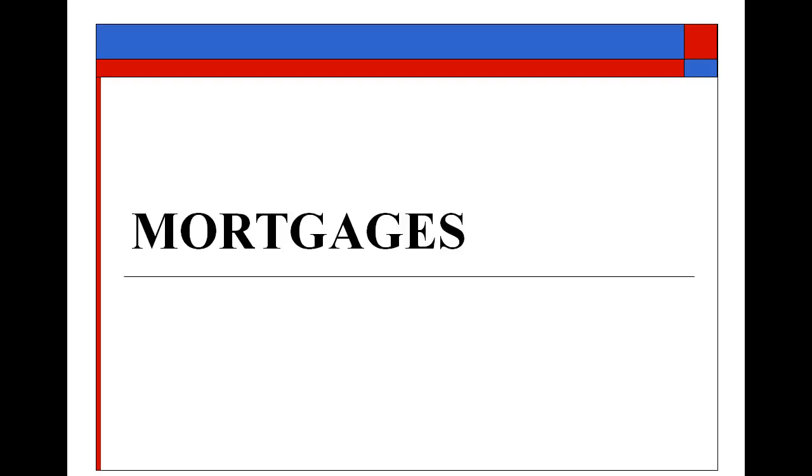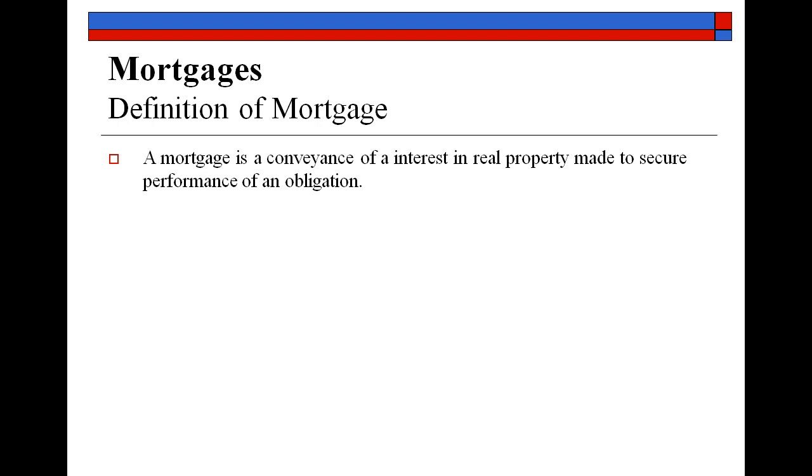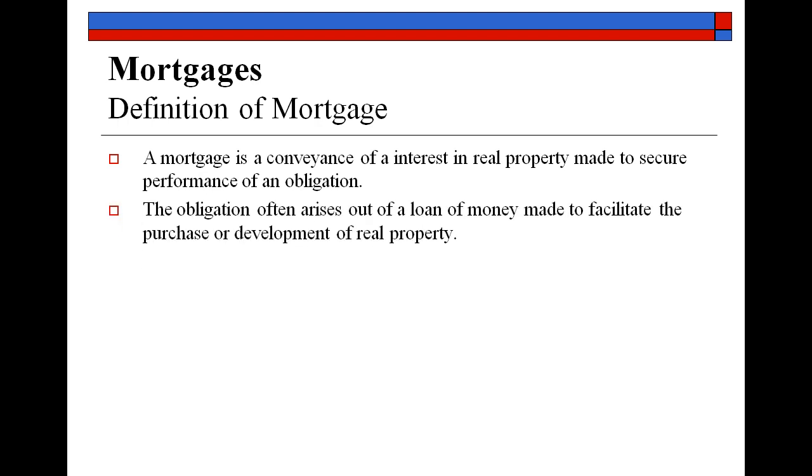The topic of this lecture is mortgages. A mortgage can play an essential role in the purchase of real property. A mortgage is defined as a conveyance of an interest in real property that's made to secure performance of an obligation. For the purposes of this lecture, we're going to focus on the obligation that arises out of the loan of money to facilitate the purchase, repair, or development of real property.